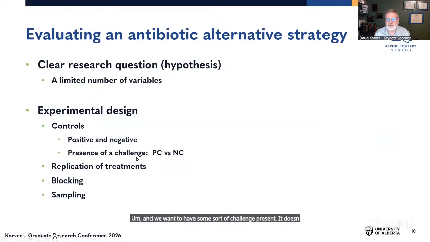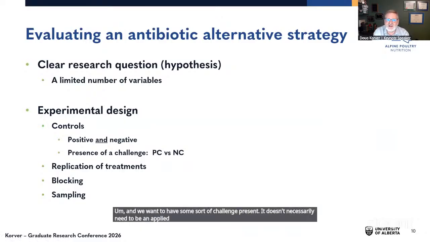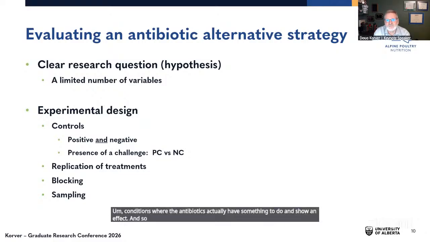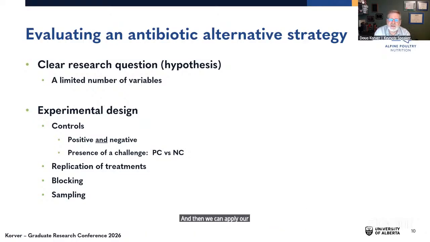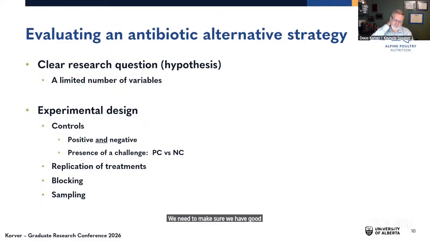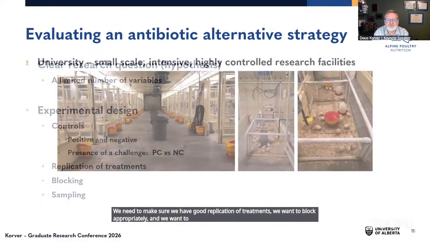It doesn't necessarily need to be an applied disease challenge, but we certainly want to have conditions where the antibiotics actually have something to do and show an effect. And so we need to show that, first of all, the antibiotics are actually providing protection or stimulating growth and what have you. Then we can apply our treatments and compare the relative effects of recovery of performance. We need to make sure we have good replication of treatments. We want to block appropriately, and we want to take appropriate samples.